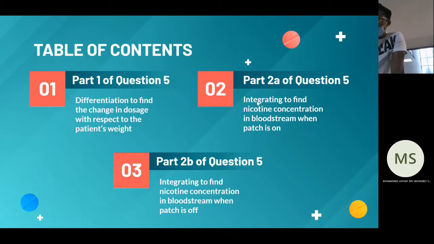For our project, we have 3 parts: part 1 is more of differentiation, part 2 is more of integrating, as well as part 3. Part 2 and 3 are basically part 2A question 5, part 2B question 5. For part 1, we will be doing differentiation to find the change in dosage with respect to patient's weight. And for part 2, I pass over to Joel, who will be focusing more on integrating to find the nicotine concentration in the bloodstream when the patch is on, as well as part 2B when the patch is off.